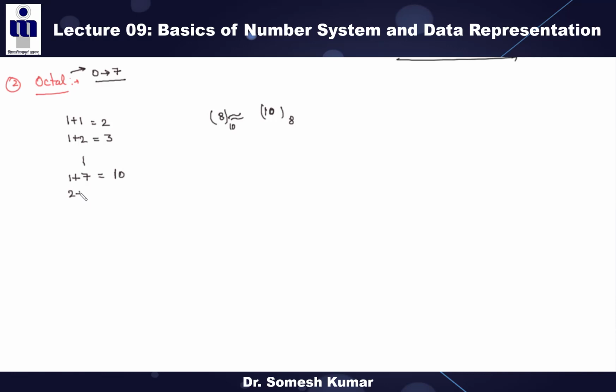Now 2 plus 7. This is 9 basically in decimal form. And what is the equivalent octal of 9?